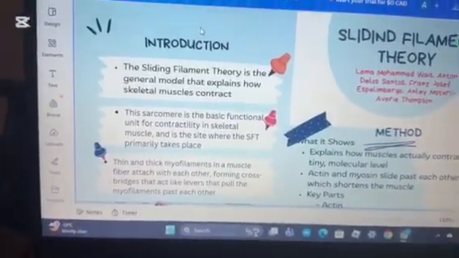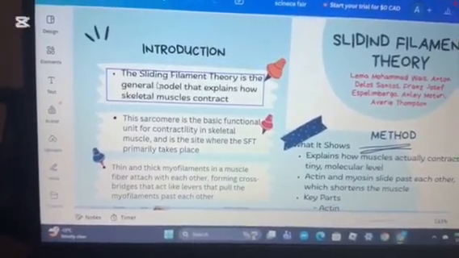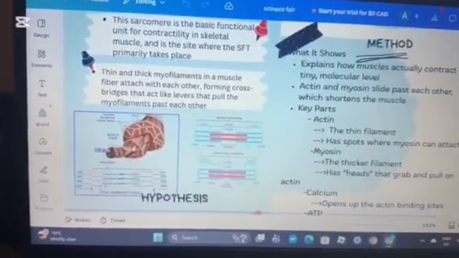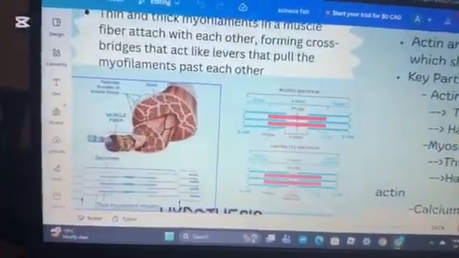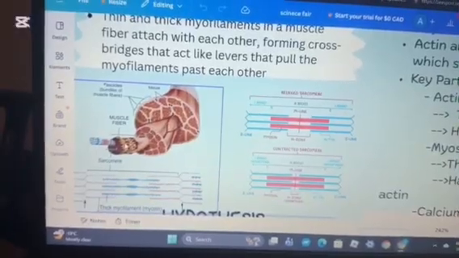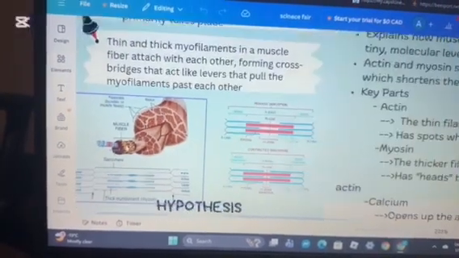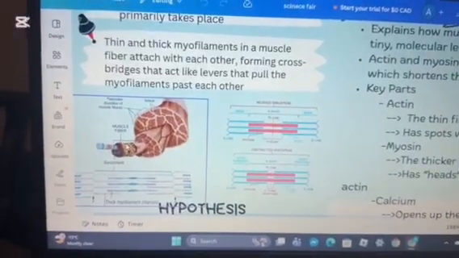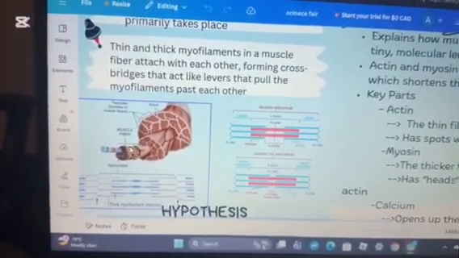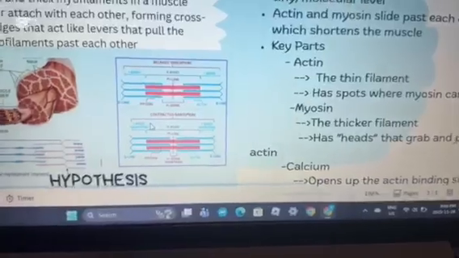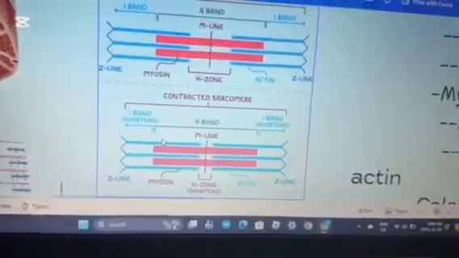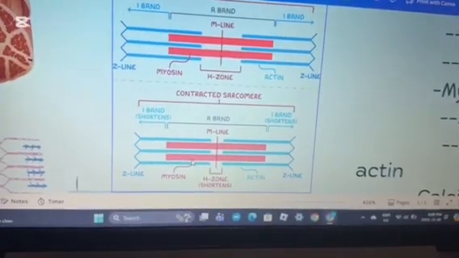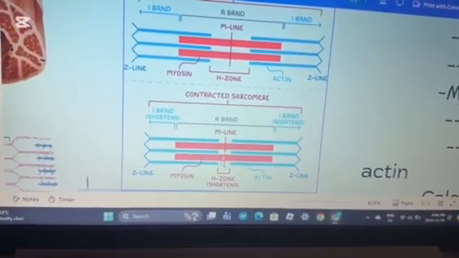Now, the sliding filament theory is the general model that explains how skeletal muscles contract. This sarcomere here, let me zoom in, within a muscle fiber is basically the functional unit of contractility. Thin and thick myofilaments in a muscle fiber attach with each other, forming cross bridges that act like levers that pull the myofilaments together. Shown by this diagram, the myosin and the actin basically pull each other together towards the M line, towards the H zone.